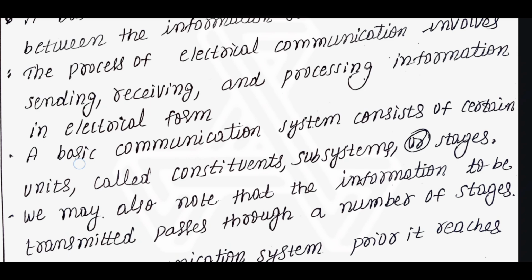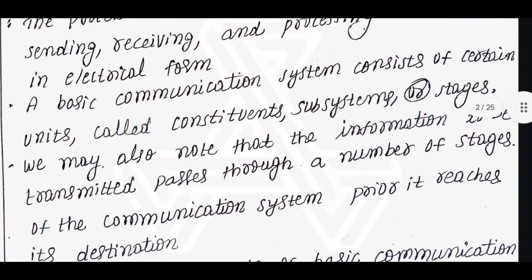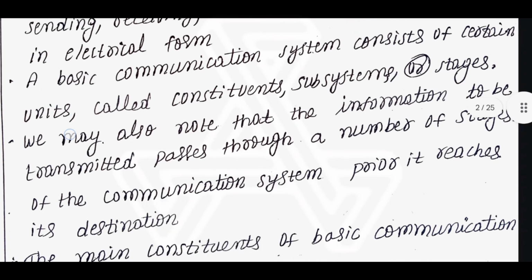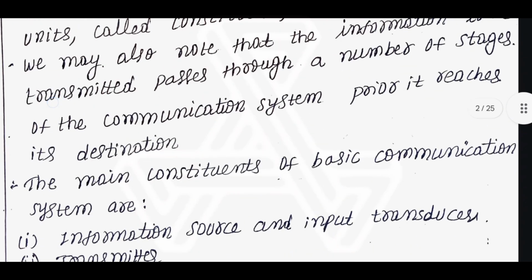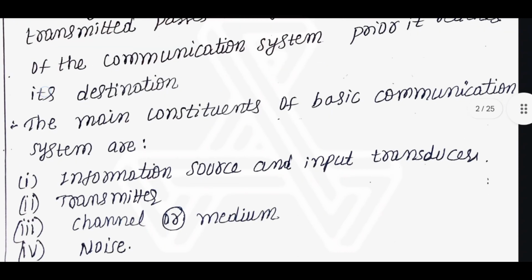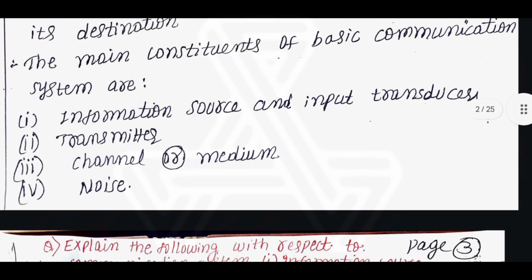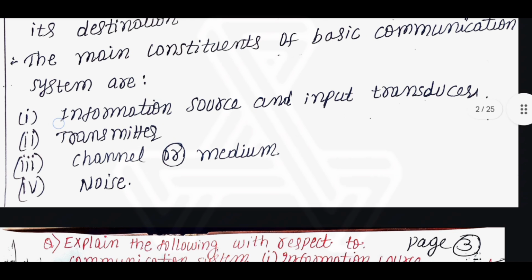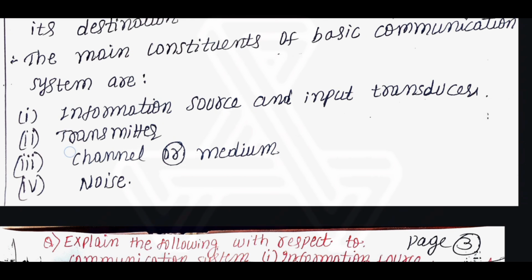A basic communication system consists of certain units called constituent subsystems or stages. We may also note that the information to be transmitted passes through a number of stages of the communication system prior to reaching its destination. The main constituents of the basic communication systems are information source and input transducer, transmitter, channel, and noise.